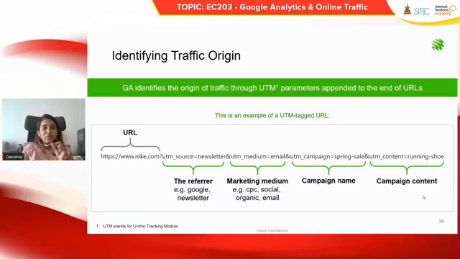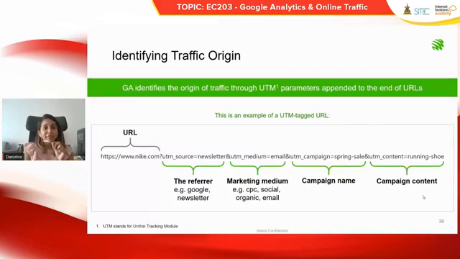So the first one is UTM source. In this case, it's equal newsletter. So this is your referrer. So this could be something like Google, it could be Facebook, it could be newsletter. The second would be a UTM medium, and this tells you whether it was paid, which we usually denote with CPC, whether it came in organically, whether it came in from your social channels, or whether it came from email.